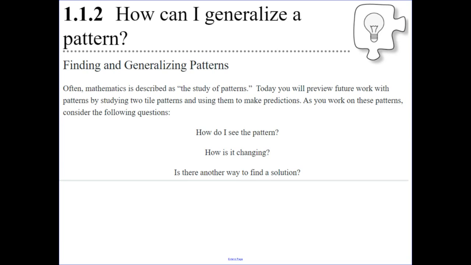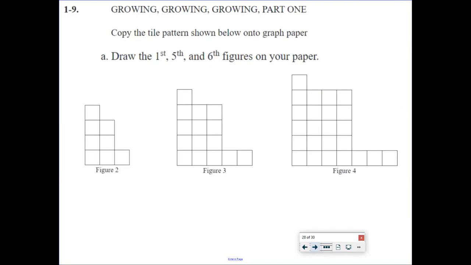Okay? Now, I'm going to walk you through one of these patterns today. Tomorrow, you will be asked to do a different pattern in which you show what's going on in your situation. So just get the hang of it today as we're doing it together. Here we go. Here is the pattern that you're looking at. Your task is problem 1-9, growing, growing, growing, part 1. Copy the tile pattern shown below onto graph paper.